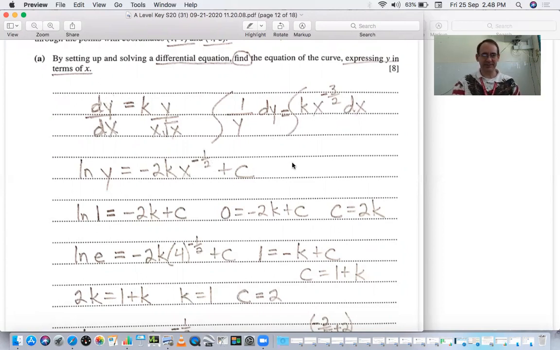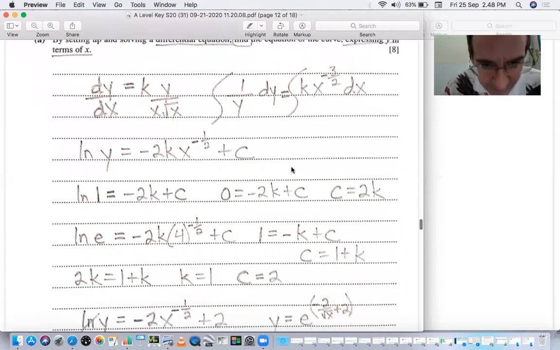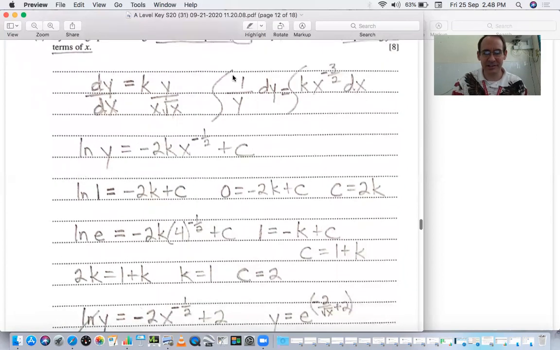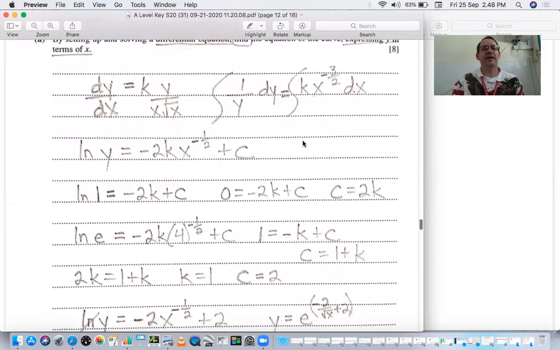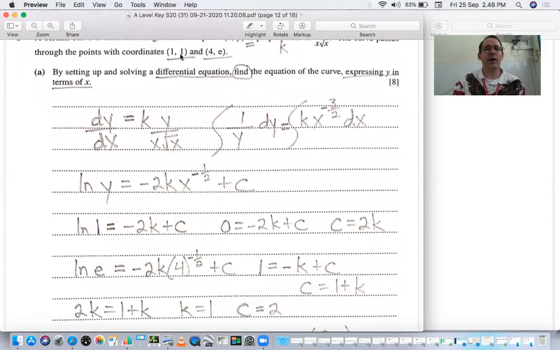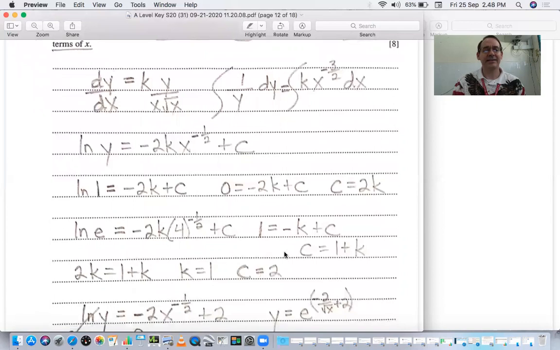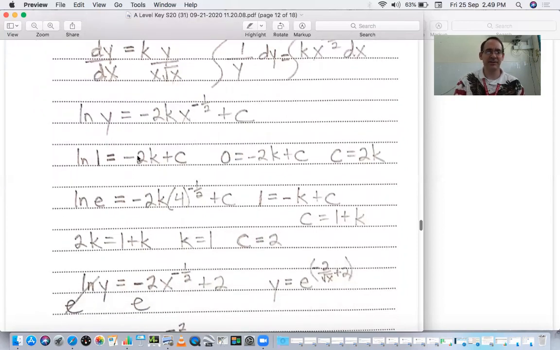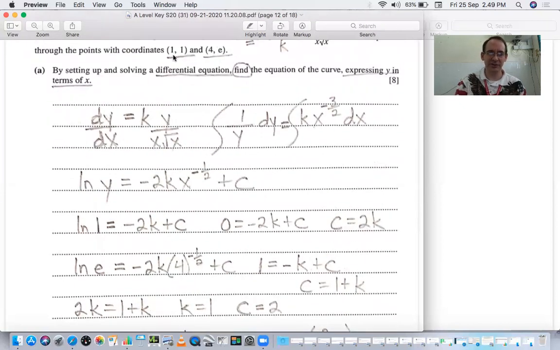Don't forget to put your plus c because we don't have bounds of integration. It's an indefinite integral. Then we take our value here, (1, 1) for our x and y. So when you plug in a 1 for x, you just get negative 2k. When you plug in a 1 for y, you get ln 1. Remember, ln 1 is 0. So in other words, e raised to what power gives you 1? e raised to the 0 power gives you 1. So that's 0 equals a negative 2k plus c. c therefore equals 2k. Since we're solving for 2 variables, that's why we need the 2 coordinates.